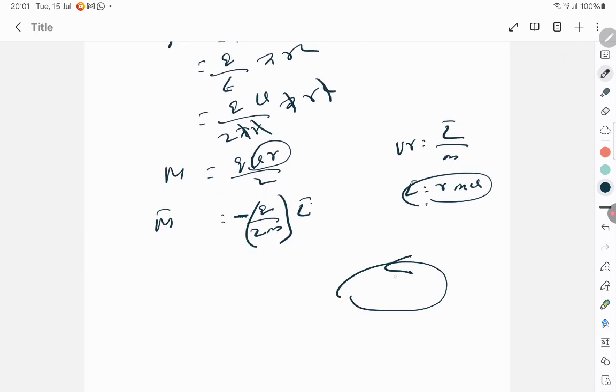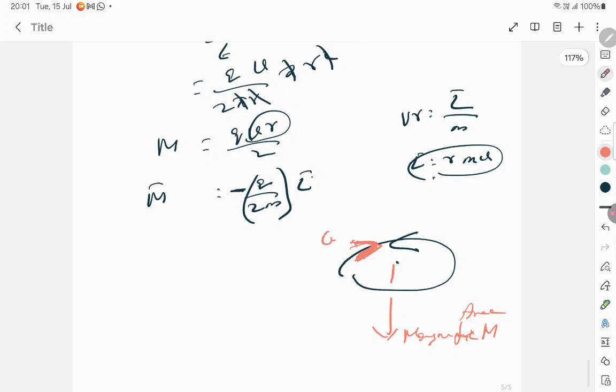If an electron is revolving in this direction, the conventional current will go in the opposite direction. Take your right hand thumb rule, keeping your curled fingers in the direction of the red arrow. The thumb, which is downward, gives you the direction of the magnetic moment. The magnetic moment and the area vector are in the same direction. You have to take the curled fingers in the direction of the conventional current, because conventional current direction is always opposite to the flow of electrons. When the magnetic moment is downward, the angular momentum is upward, and that's the reason for the negative sign.